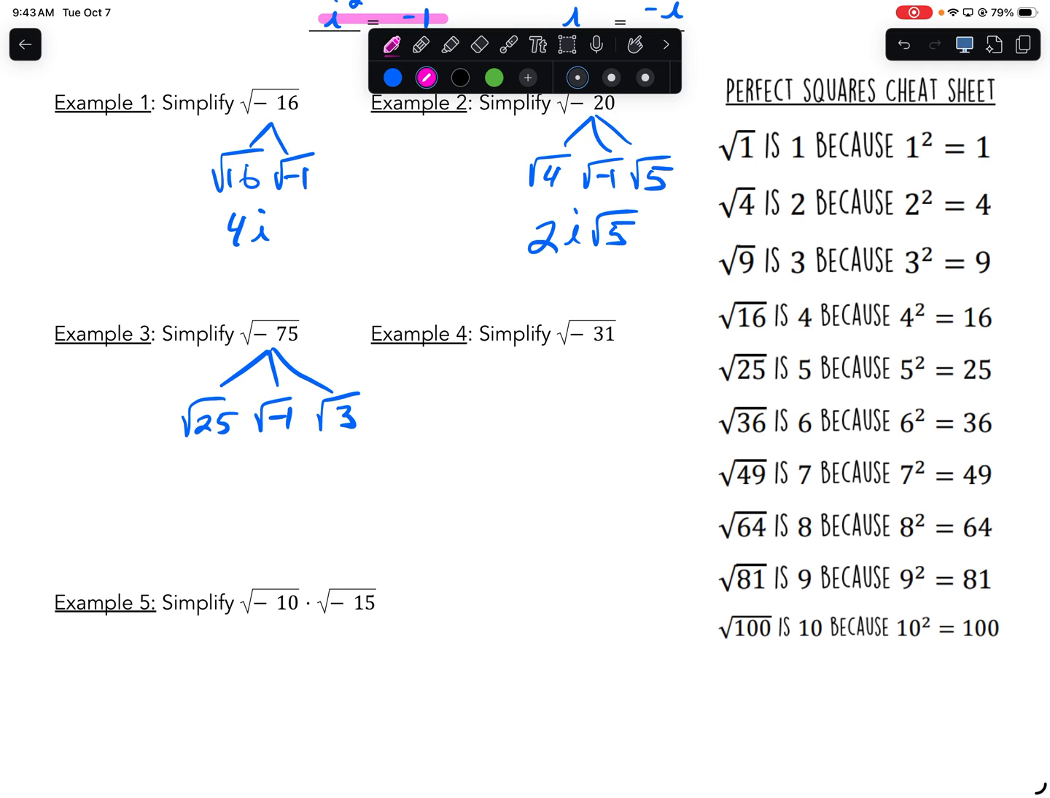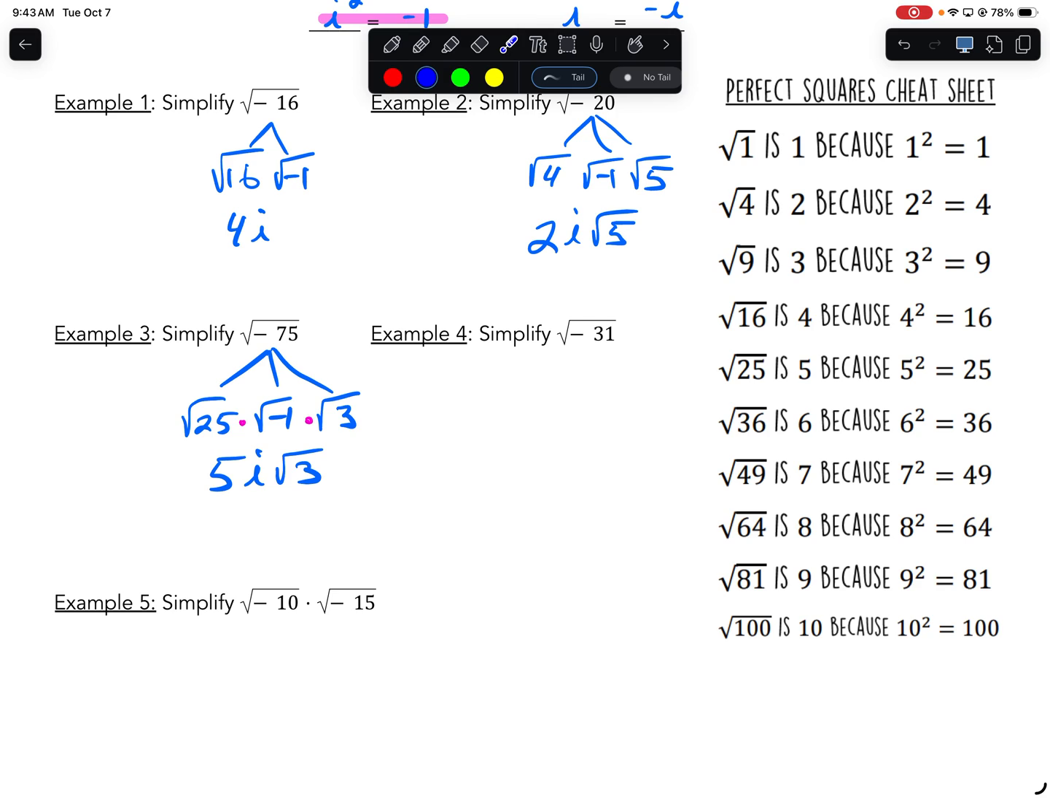Remember, this is all multiplication in between these. So square root of 25 is 5. Square root of negative 1 is i. And we can't do the square root of 3. So this is really standard form of this type of concept. You write the number you can square root first, the i next, and the number you cannot square root last. That's how we want to see it every single time.